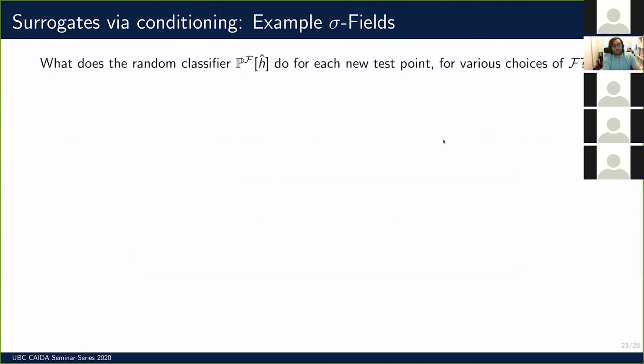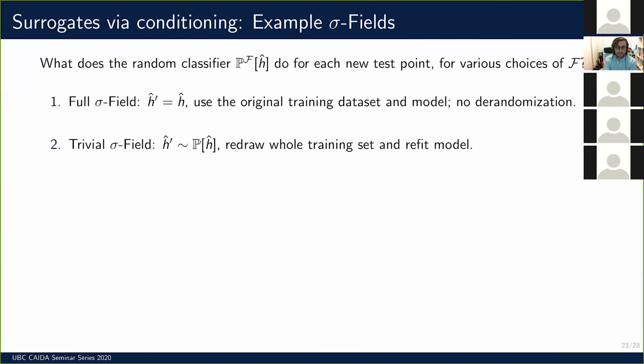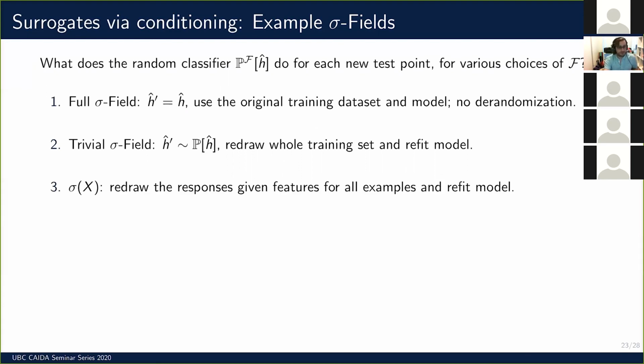And we can think of what different choices of F will mean for what our random classifier, the conditional law of H hat given F, means by what they do to new test points. So if we condition on the full sigma field, then we're just going to use the original training data set and the original model, and it corresponds to no de-randomization. Whereas if we condition on the trivial sigma field, it means that we're redrawing the whole training data set and refitting the model every time we have a new test point. So those were the two extremes on that lattice I showed you before. But here are some things that are in between.